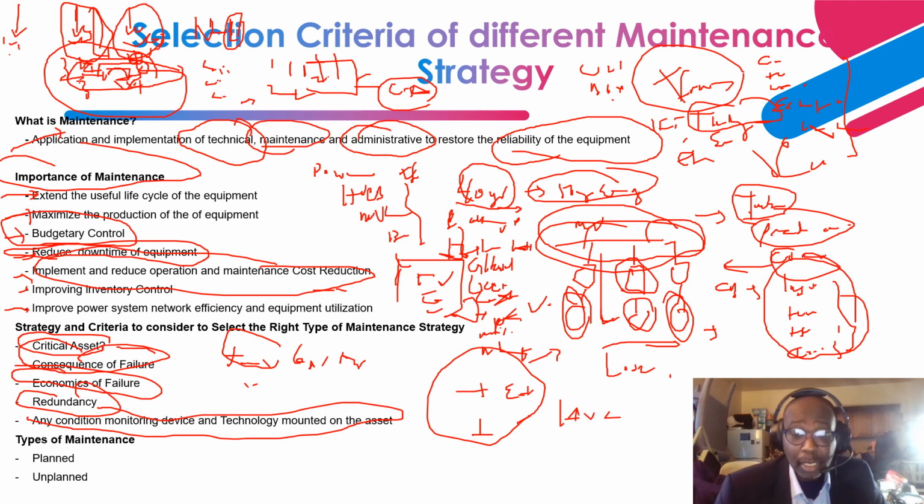We can also monitor the contact wear, the contact resistance, and the travel motion of the contacts, right? So there are so many condition monitoring parameters that can be implemented on a high voltage circuit breaker. Similarly, there are also a lot of condition monitoring devices that can be installed on a power transformer.